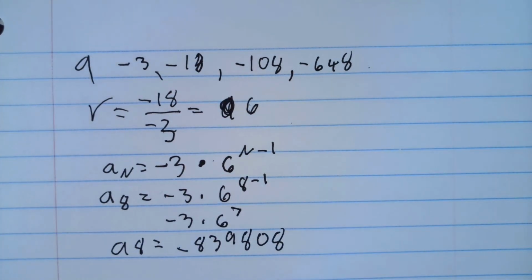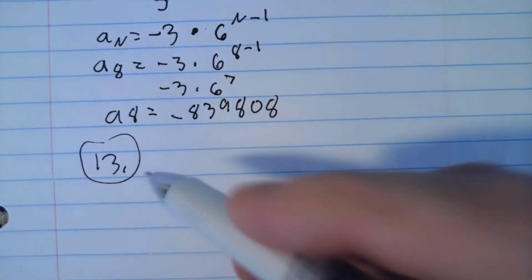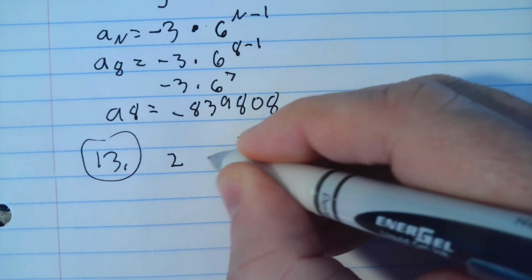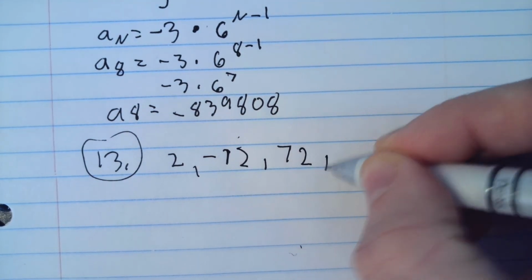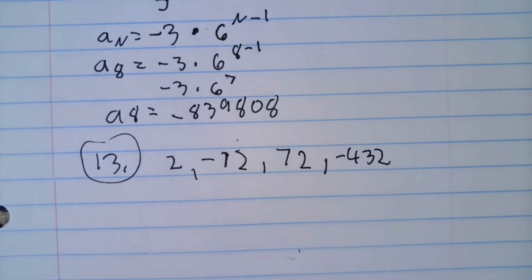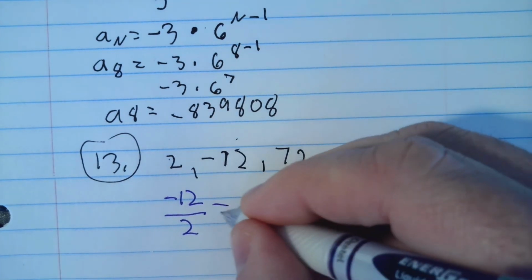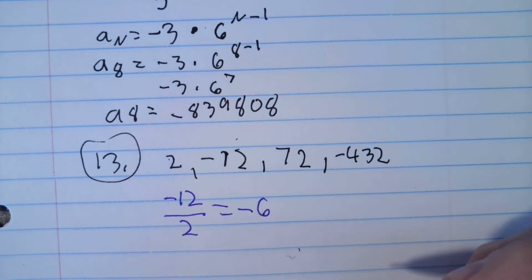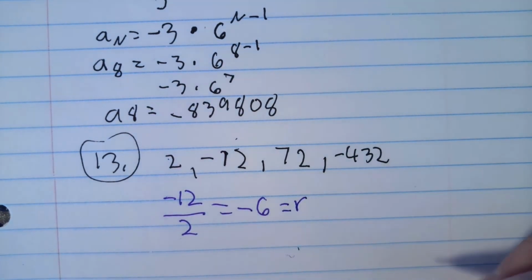Okay, moving on. Let's see if there's another one that I would want to do. I like 13. It looks like 13 is a little harder because it's going to flip-flop. But I guess it's probably not harder if I just have to do these formulas. Okay, so negative 12 divided by 2, second one divided by first one, that's going to be a negative 6. So that is our common ratio right there, negative 6.